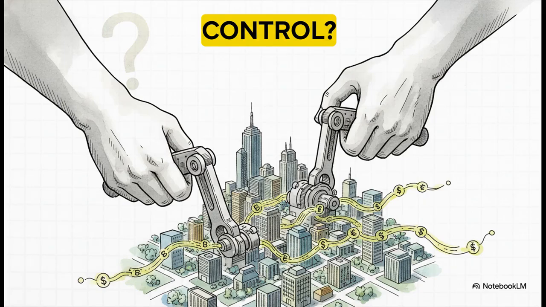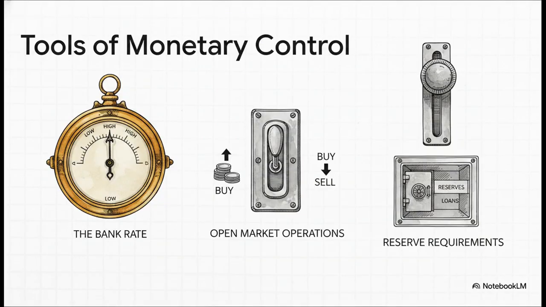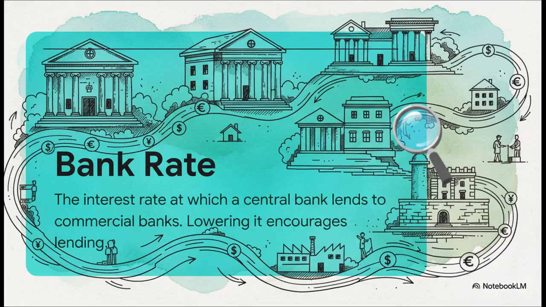So how do they actually do that? Well, they've got some powerful tools in their toolbox. These are the big three, the main levers they pull to speed up or slow down the economy. Think of the bank rate as the interest rate for banks themselves. It affects all other lending rates.